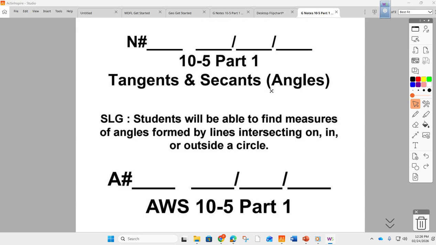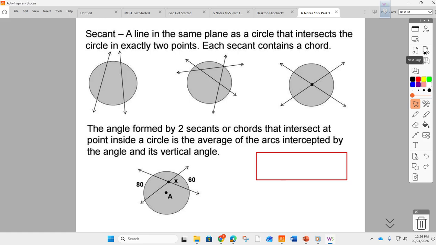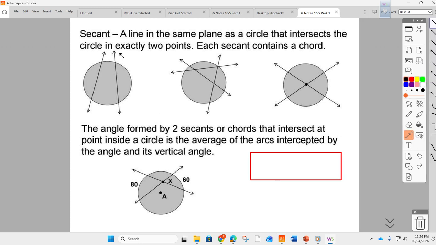So today we're going to be talking about tangents and secants. We talked about tangents. A secant is just another kind of line that's intersecting with a circle, right? They sound very complicated, but it's just another line going through a circle. We know a tangent is a line that intersects a circle at exactly one point. A secant is a line that intersects in exactly 2 points. So let's go ahead and underline that. That's what makes it a secant.